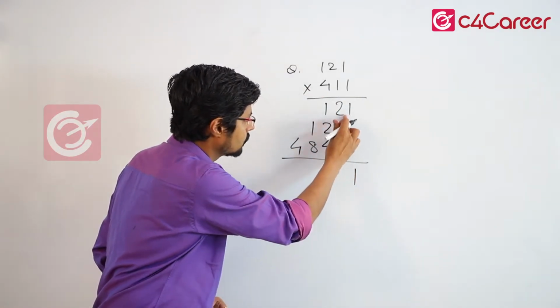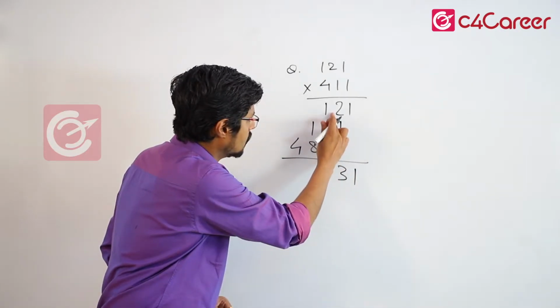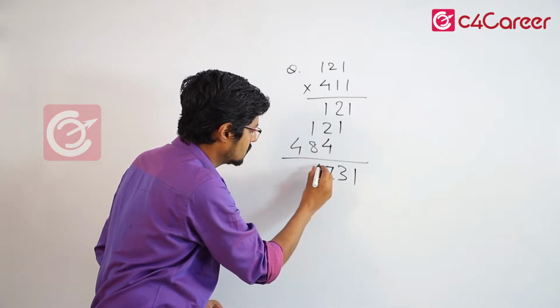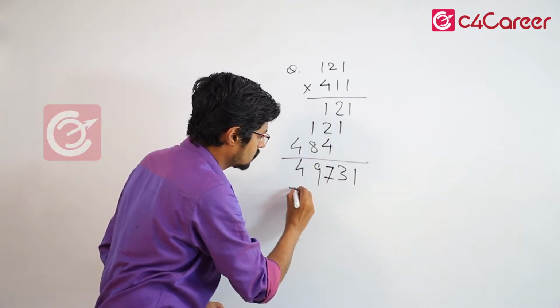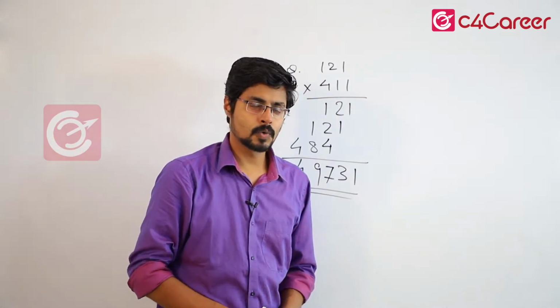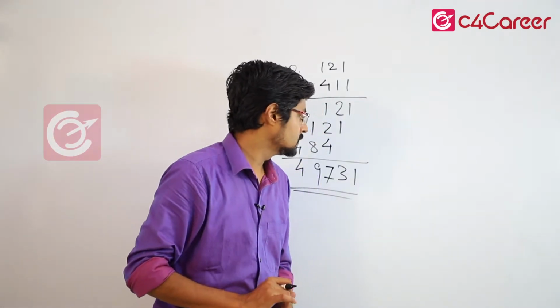Here we have 1. 2 plus 1 is 3. 1 plus 2, 3. 3 plus 4 is 7. 1 plus 8 is 9 and 4. So finally we will get the answer. Everybody can find this answer. No doubt about that.